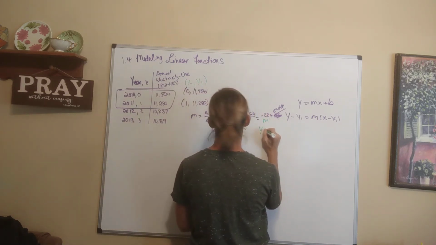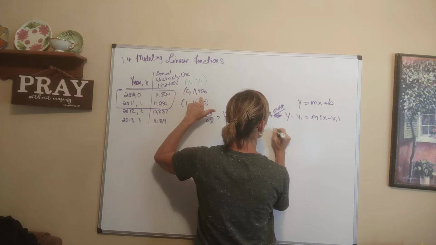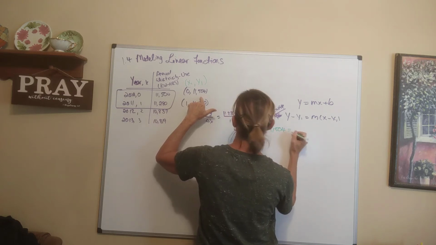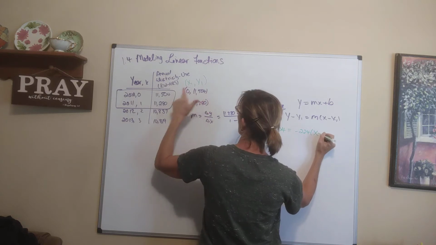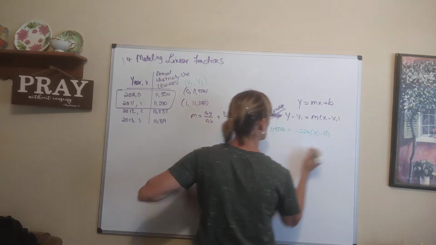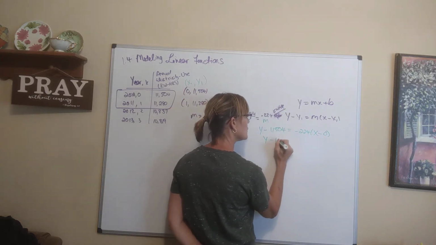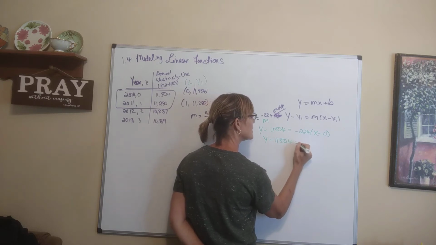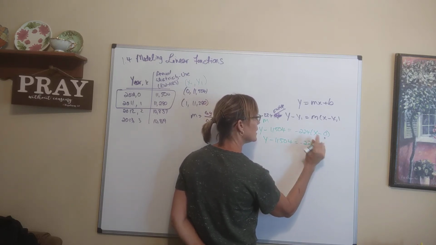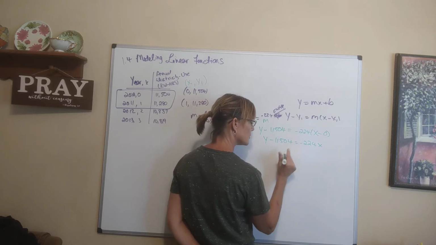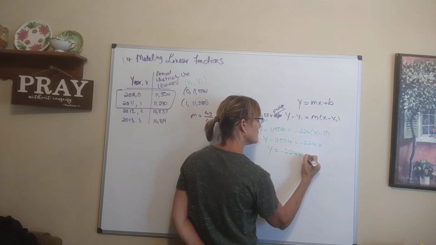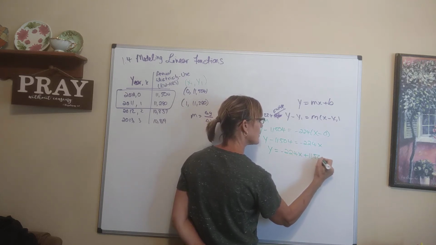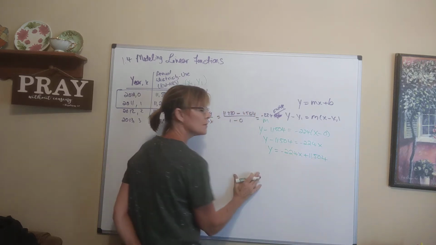So I say y minus 11,504 is equal to the slope, negative 224, times x minus x1, which is 0. Y minus 11,504 is negative 224 times x minus 0, which is just x. To solve for y, I'm just going to add 11,504. Negative 224x plus 11,504. This is my linear model.